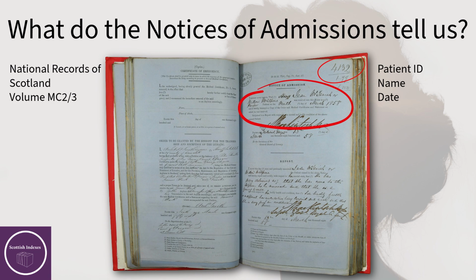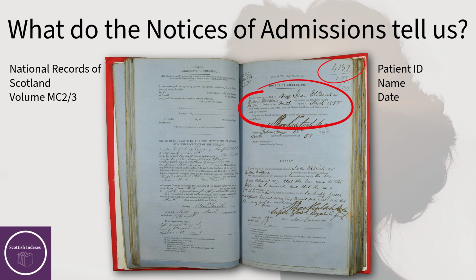Using the information from the General Register, we can now locate Jean's admission form. Generally, there's one volume a month from 1858. It's actually an incredible series of records. Volume MC2/3 contains admissions from the month of March 1858. So we need to know somebody's date of admission to be able to find their admission form, and that's why the General Register is so helpful.